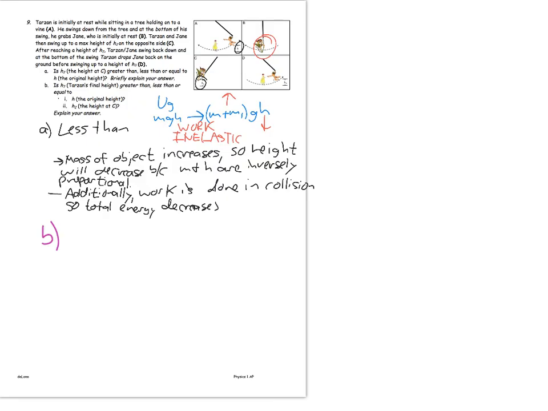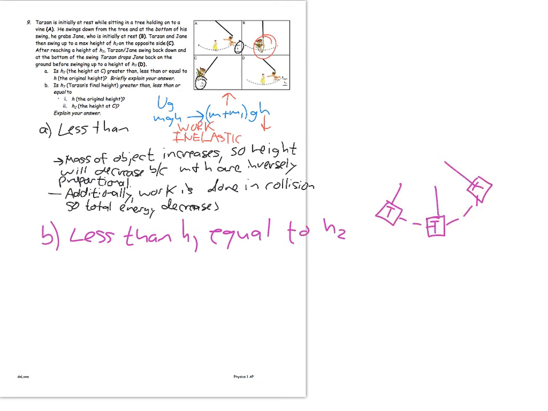For part B, we want to know about this h3 here, that final height of Tarzan after he drops Jane, and how that compares both to the initial height and to h2. And so the comparison is going to be less than h, the initial height, but equal to h2. So to answer this, let's think about the energy of Tarzan here. So Tarzan starts with gravitational potential energy. As he swings down, that energy becomes kinetic, and then it's back up to gravitational potential energy.